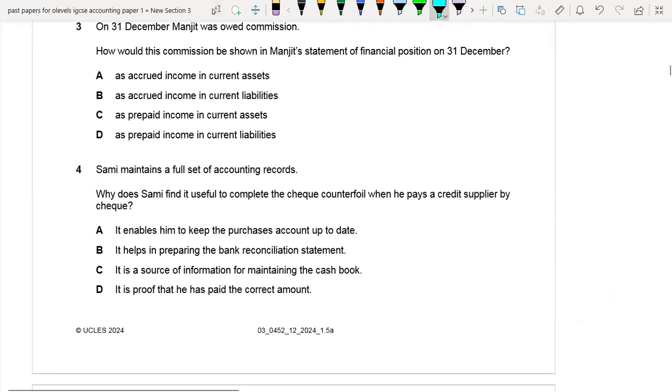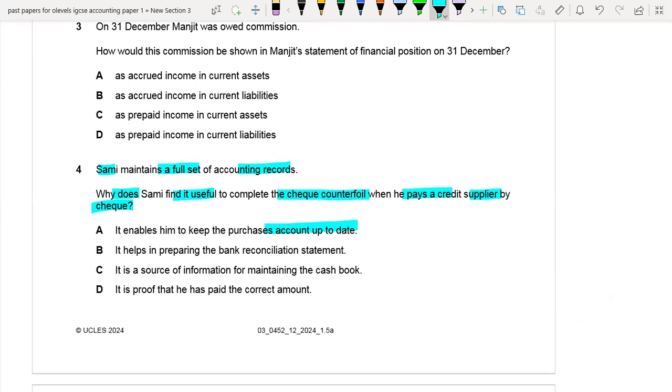Question number 4, sorry. Sammy maintains a full set of accounting records. Why does Sammy find it useful to complete the check counterfoil when he pays a credit supplier by check? Option: it enables him to keep the purchase account up to date. No, the check counterfoil is not for that. If you just want to keep the purchase account up to date, you should use the purchase ledger.